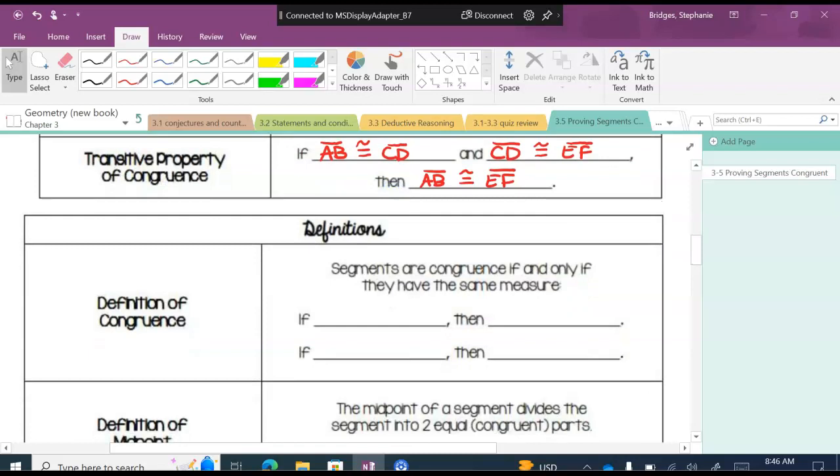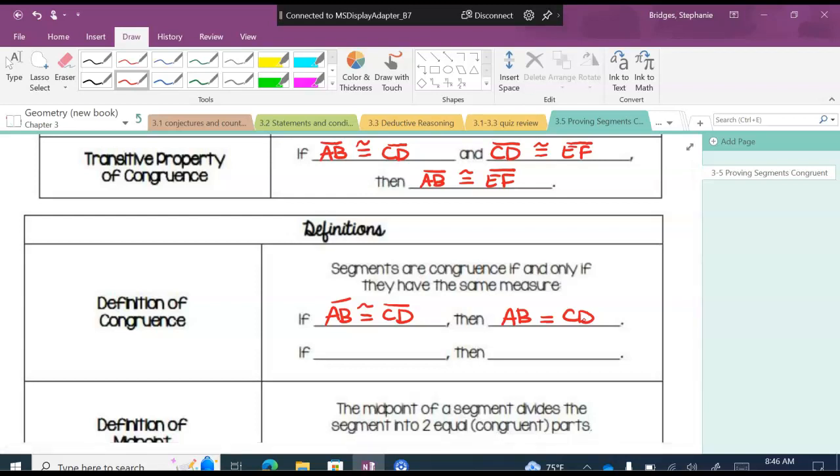Now, one of the definitions that we will use quite often in our proofs is the definition of congruence. And with the definition of congruence, it can go either way. First of all, you can say that segment AB is congruent to segment CD. Okay, same size, same shape. If they are congruent, then what we are allowed to say is that their lengths are equal to each other.